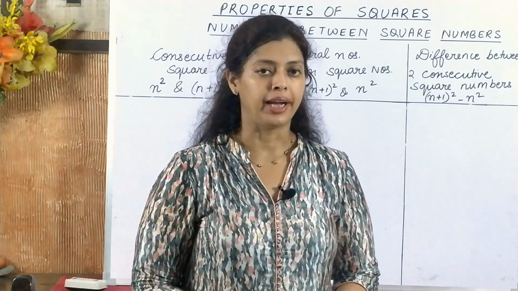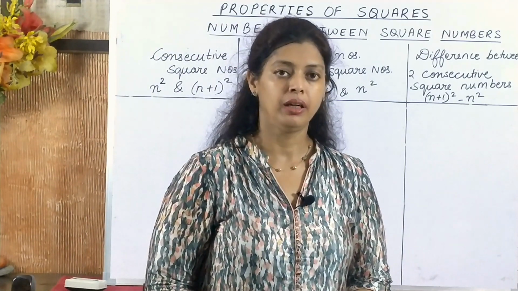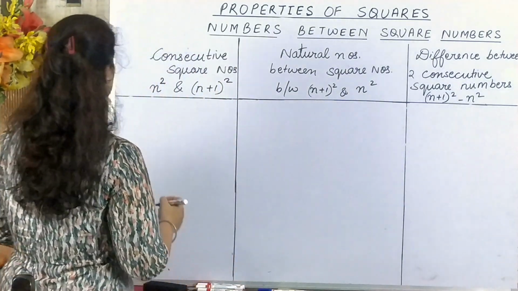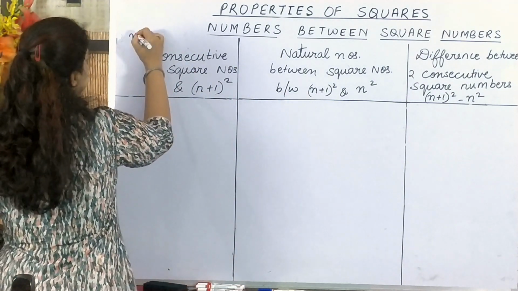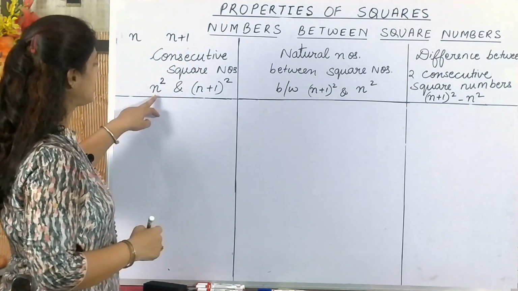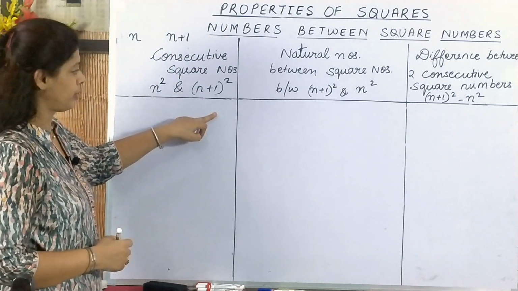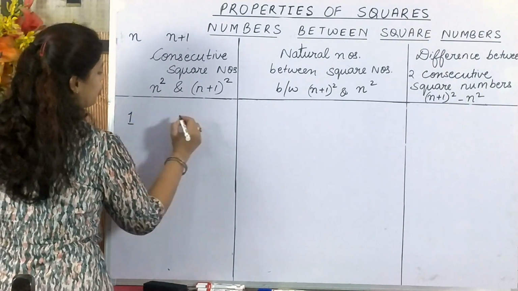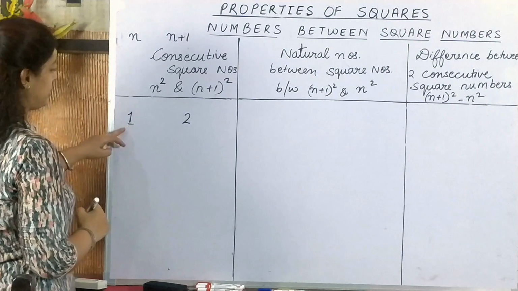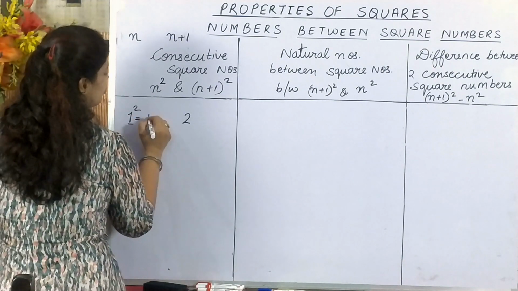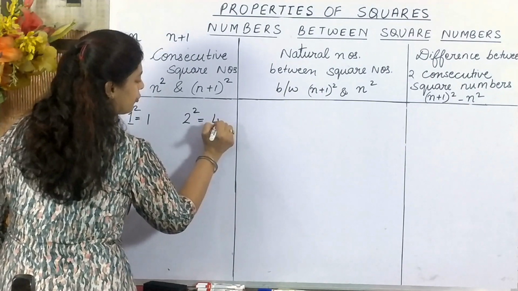And if we have to find how many natural numbers lie between two consecutive perfect square numbers, for this we can take the two consecutive natural numbers as n and n plus 1. So their squares can be denoted as n square and n plus 1 the whole square. So if I take the two consecutive numbers as 1 and 2, that means n is 1 and n plus 1 will be 2. So 1 square is equal to 1, 2 square is equal to 4.